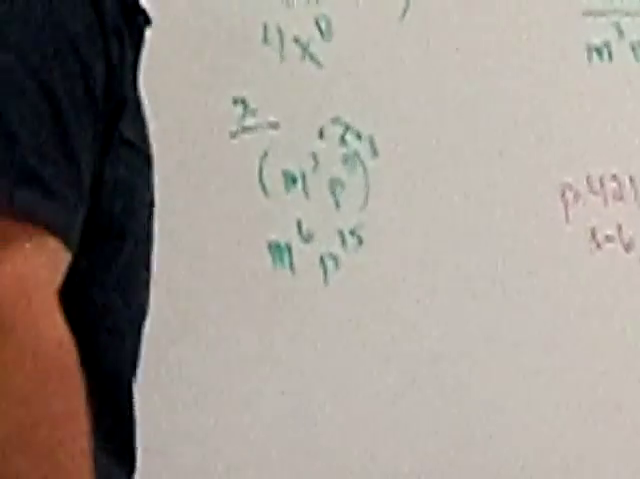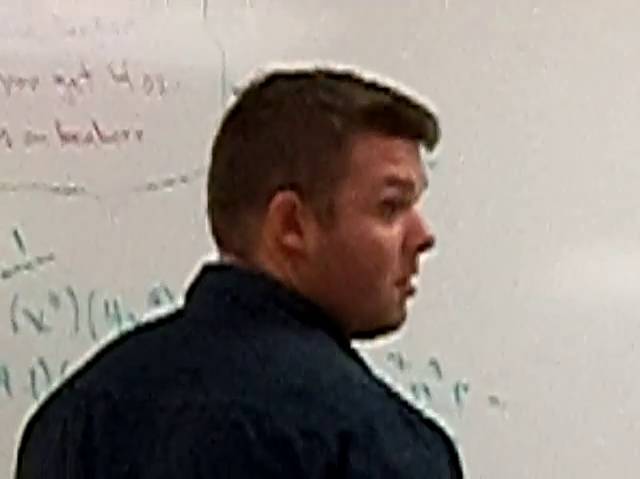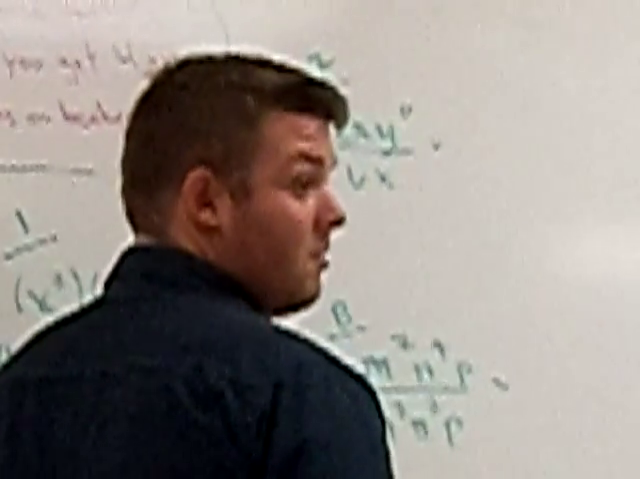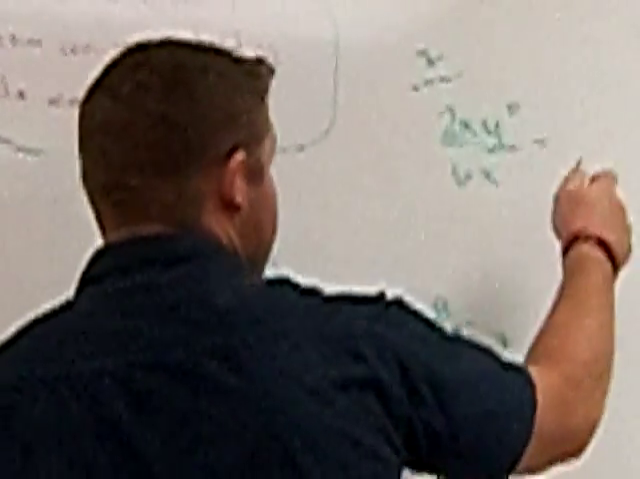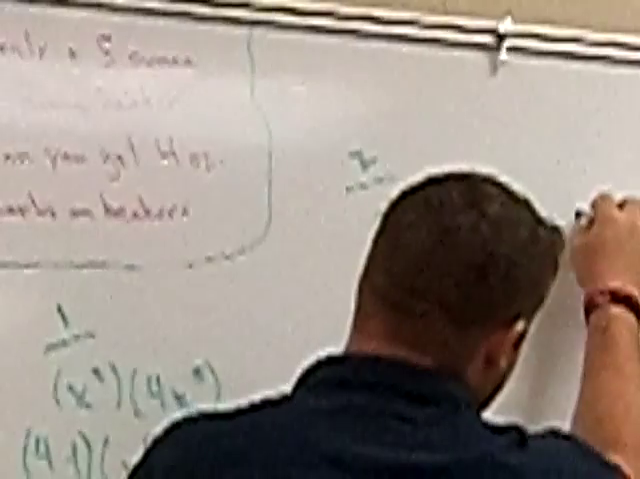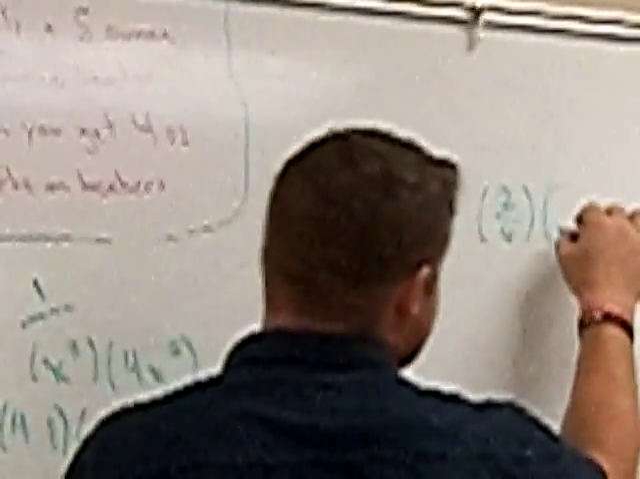All right, look at 7. We're dividing. What are your coefficients? The variables are x and y. Coefficients are 2 and 6. So 2 divided by 6, we've got x.